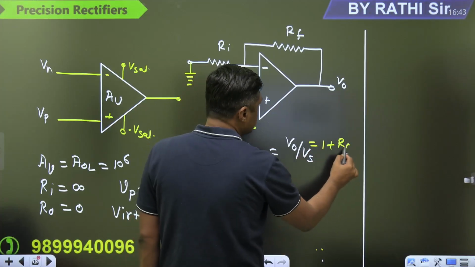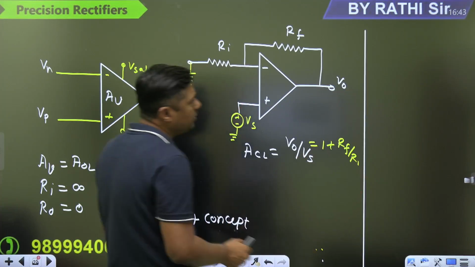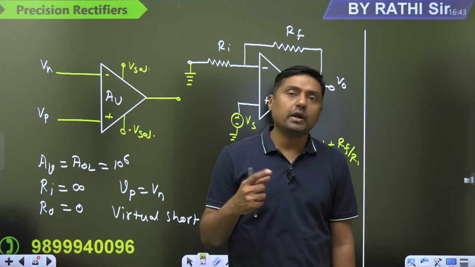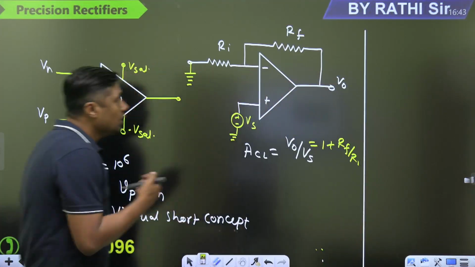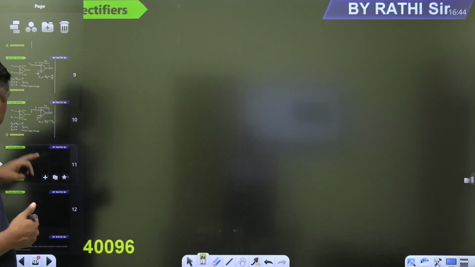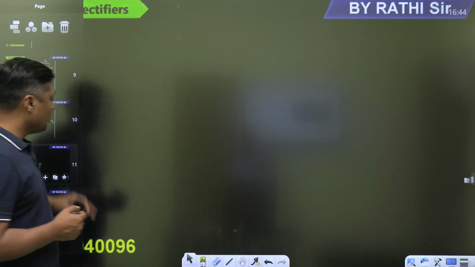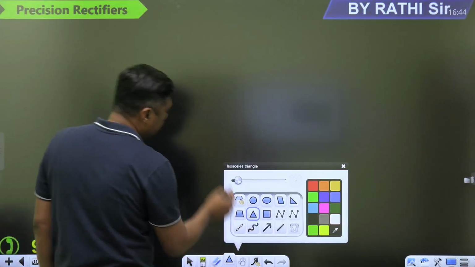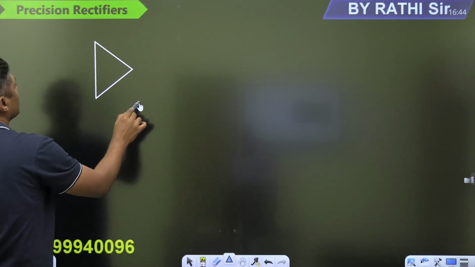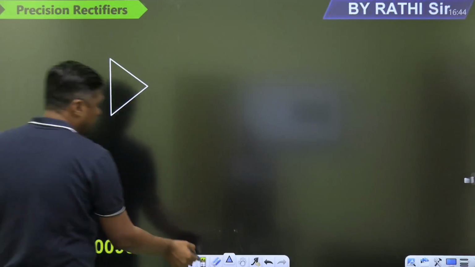So already I have discussed the inverting OpAmp and the non-inverting OpAmp. Both are required, and one more thing is required, that is called the inverting summer. So already I have discussed the summer also. What is the inverting summer here? Inverting summer by using the operational amplifier.